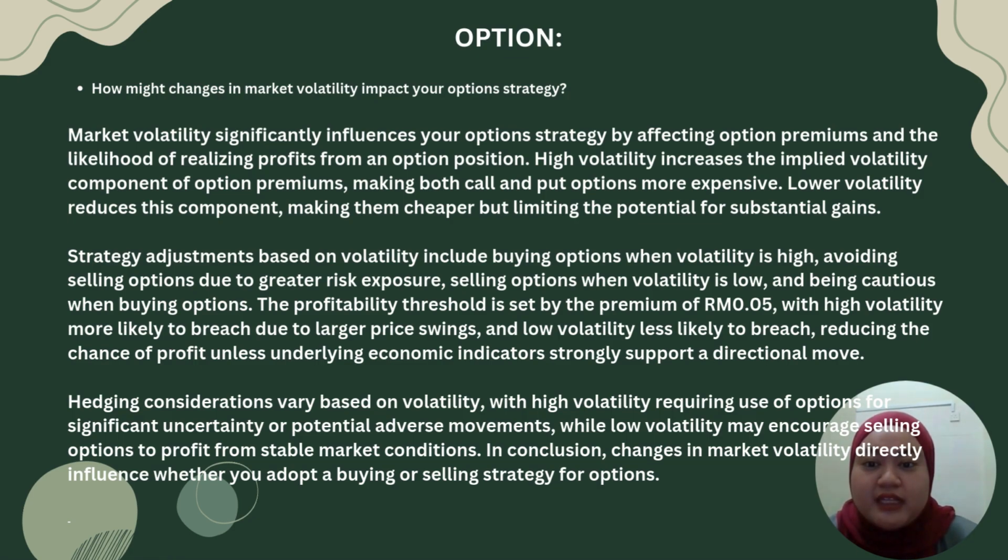The profitability threshold is set by a premium of 5 cents, with high volatility more likely to breach due to larger price swings, and low volatility less likely to breach, reducing the chance of profit unless underlying economic indicators strongly support a directional move.